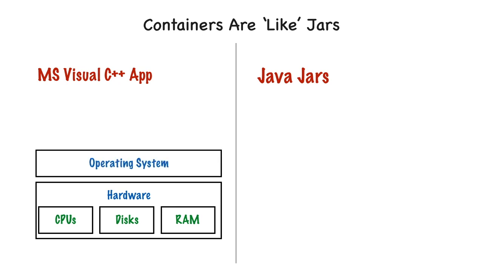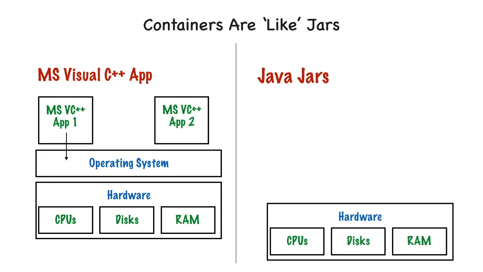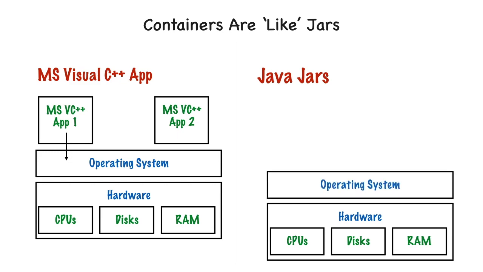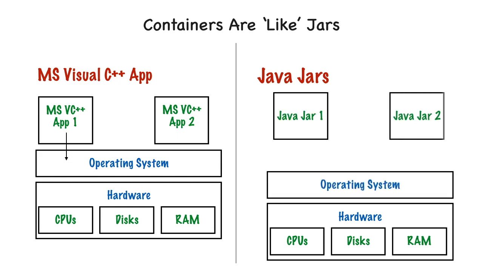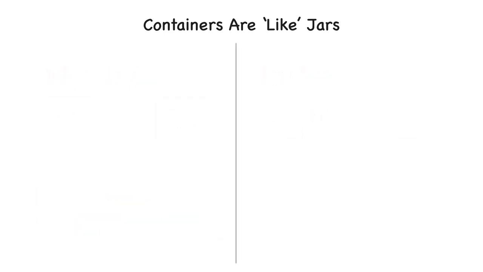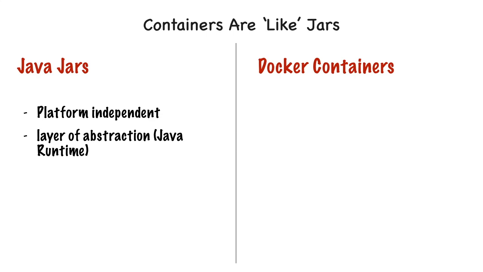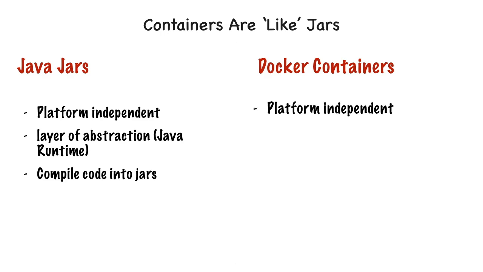In the days before Java, if you wrote, say, Visual C++ on a Windows machine, you were tied to the world of Windows and of Microsoft's Visual Studio. Once Java came into existence, there was now a layer of indirection. You could now develop your code in Java. This would be platform independent. This code could then be compiled into jars. Those jars are analogous to containers, such as Docker containers, and those jars could then be shipped in order to run on a different machine.